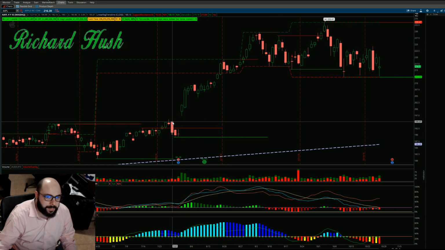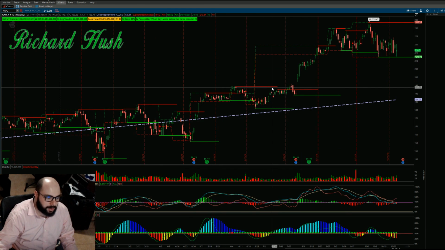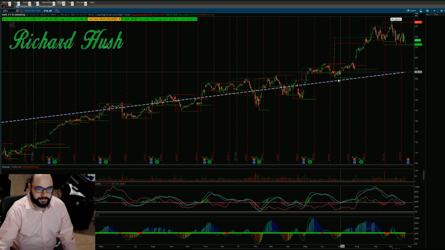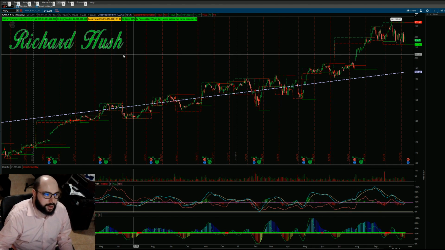So there was this gap that was made here at 197, okay? 196.55 to 195.72 has a gap, right? That was never filled. And then the concept here is that eventually the market fills all gaps, right? So the idea is that we have a couple of channels that we can draw here.